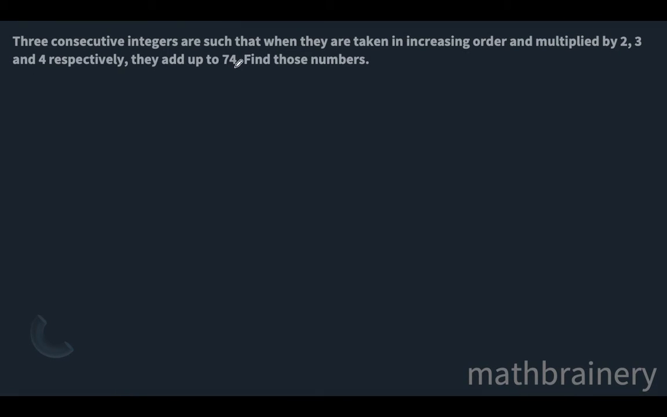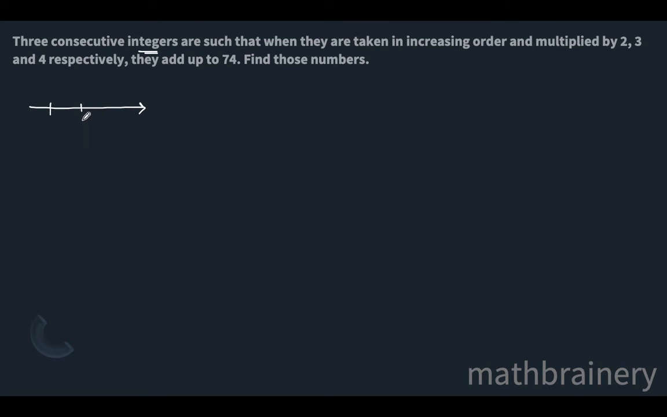Three consecutive integers are such that when they are taken in increasing order and multiplied by 2, 3 and 4 respectively, they add up to 74. Find those numbers. Now, again here we want to consider three consecutive integers. Let me choose a number line. Okay, this is a number line.